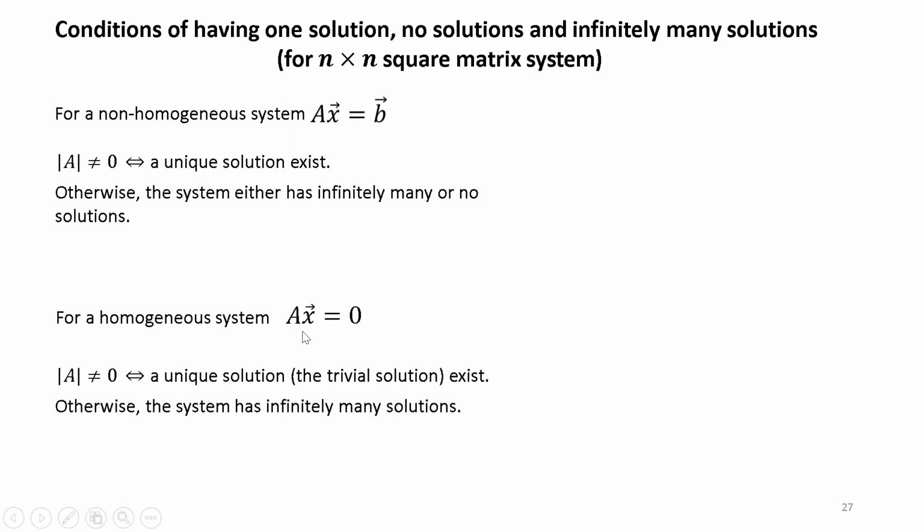For the homogeneous system, there are only two possibilities: either a unique solution or infinitely many solutions. If the inverse of A exists, meaning the determinant of A is non-zero, then we have a unique solution. And you understand that this unique solution is always just the zero solution, also known as the trivial solution. Otherwise, the system has infinitely many solutions.